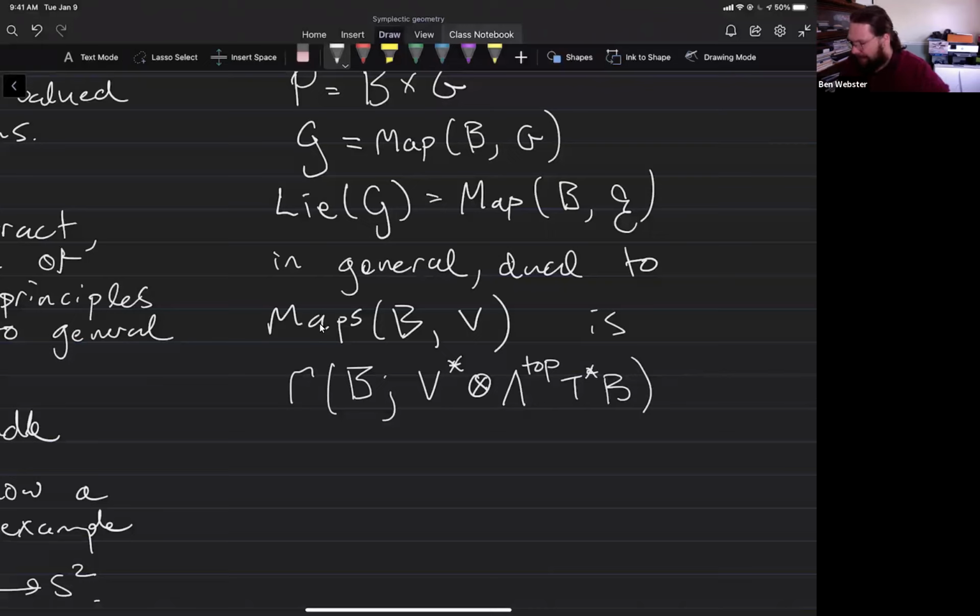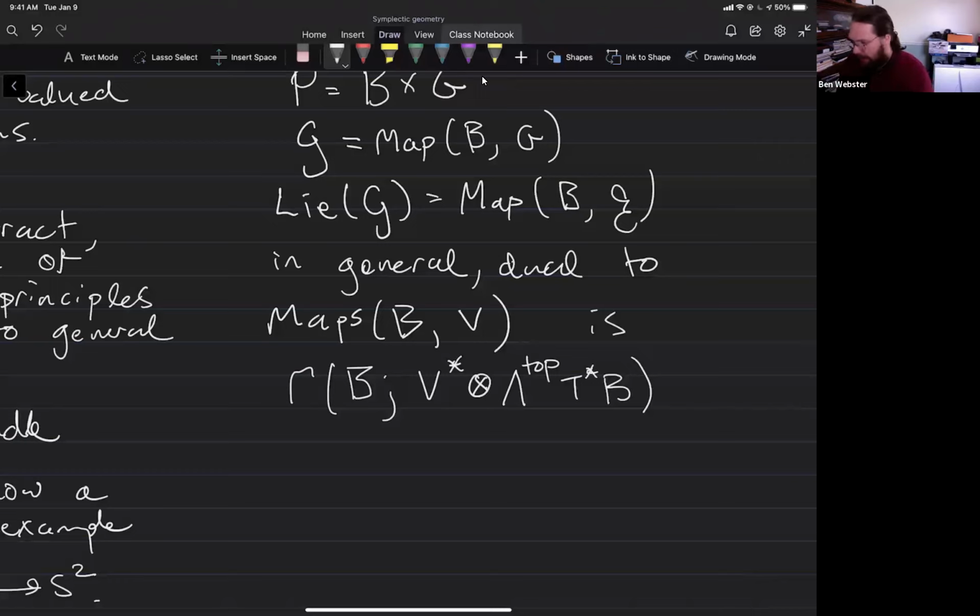And similarly, the dual of that as a Hilbert space would be the L2 completion of sections into the dual of V tensored with the top forms. And there's even a more general version of this. Really, I can think of maps from B to V as sections of the trivial bundle with fiber V. So really, this is a statement about if I have a vector bundle, the L2 dual of sections of that vector bundle is: dualize that vector bundle, tensor it with top forms, and then you get a pairing, which is, pair those and integrate across the manifold.